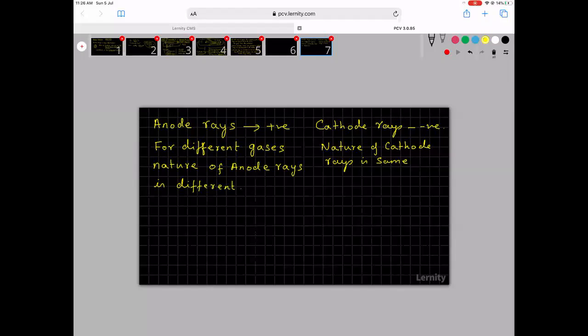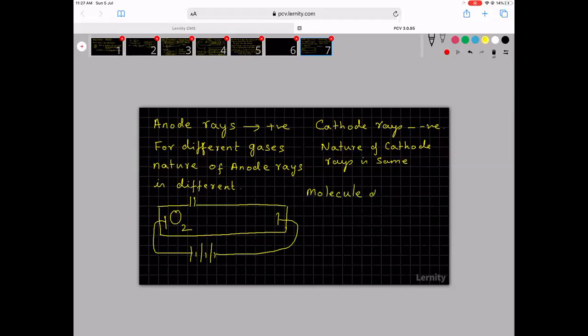Okay, so what is it that can be concluded, or what was happening? Suppose you take oxygen in the cathode ray tube. When you evacuated this and put a low pressure at a high voltage, from the molecule of oxygen some particles came out. These particles, because they were negatively charged, were called electrons. Then what was left was the positive charge, and that positive charge was going to the negatively charged plate. That was the constituent of the anode rays.